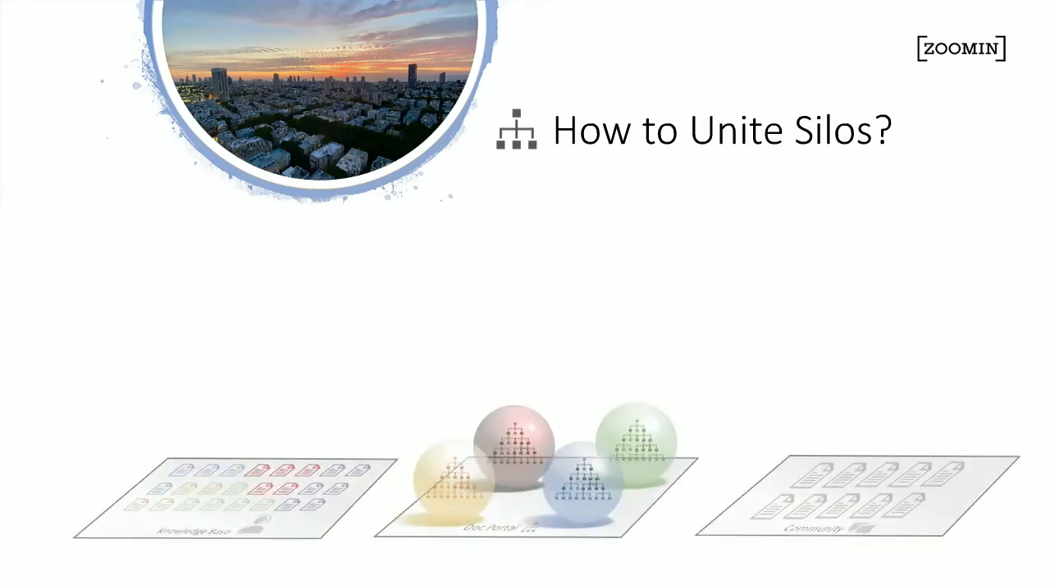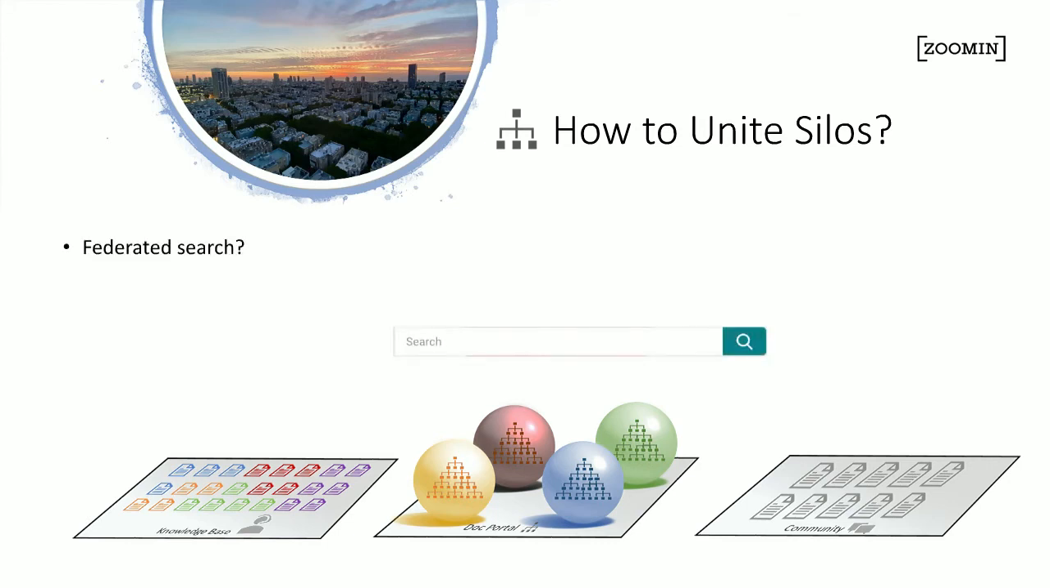Okay, so back to our idea of uniting silos. So how do we do this? One idea is we've got these three types of content. We've got our knowledge base articles, we've got our doc portal, and we've got our community site, okay? And one idea is perhaps to use federated search. There are a number of tools out there, and the basic idea of federated search is that it slaps a big search box at the front of each one, okay? But it's a federated search box.